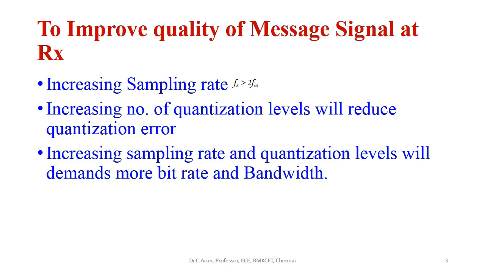Increasing the sampling rate and quantization will demand more bit rate and bandwidth. This is the trade-off in pulse code modulation. If you want more quality, you must increase the sampling rate and the quantization levels. Finally, you have to sacrifice higher bandwidth.